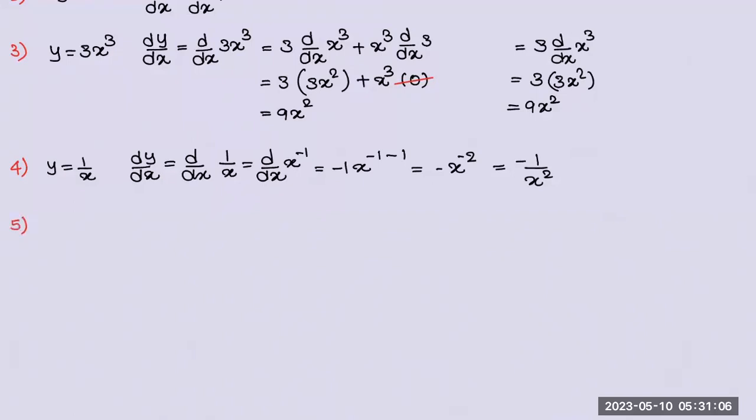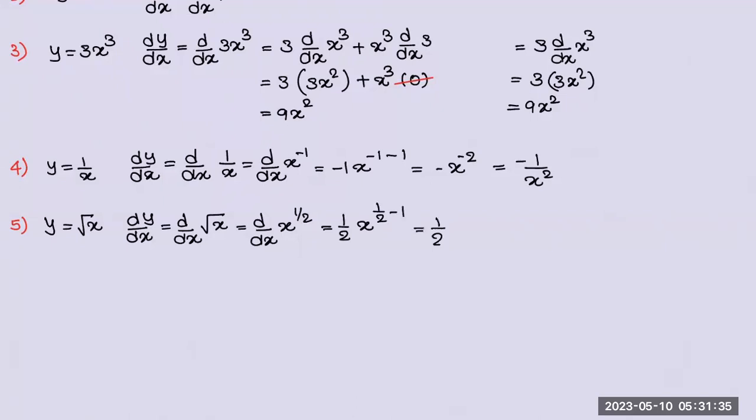5. y is equal to root x. When we need to find dy by dx, so d by dx of root x. That is equal to d by dx of x power, square root means 1 by 2. That is equal to n into x power n minus 1. That is equal to x power 1 by 2 minus 1, which will be minus 1 by 2. That is equal to 1 by 2 into x power minus 1 by 2, because the minus sign is there. That's why the last one is 1 by 2 root x. That's the answer.